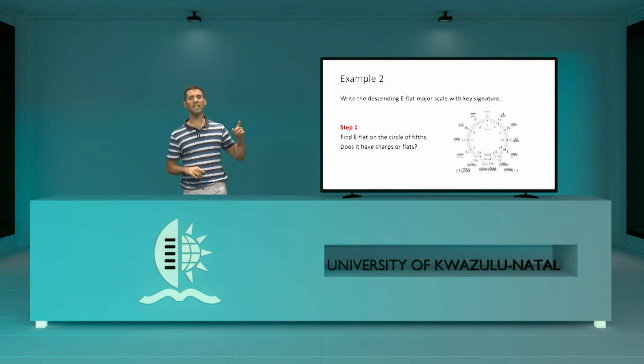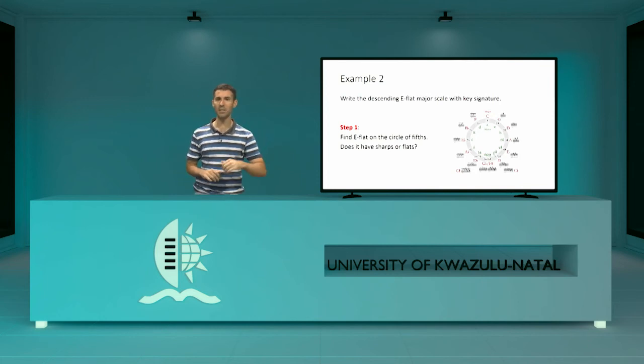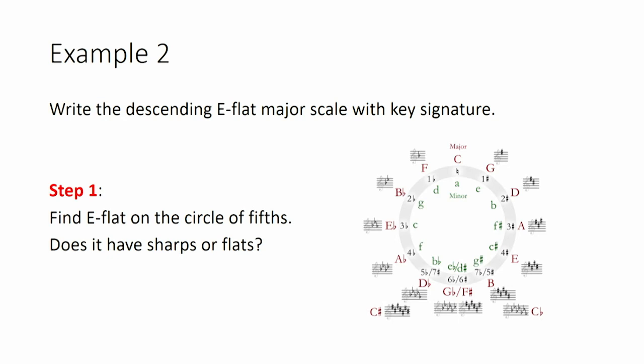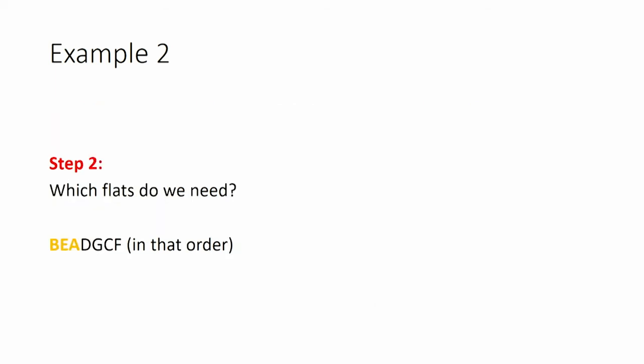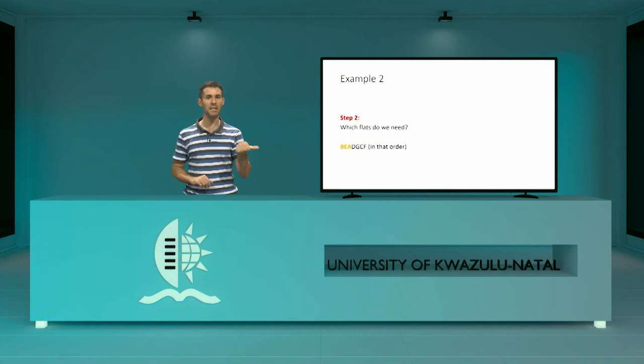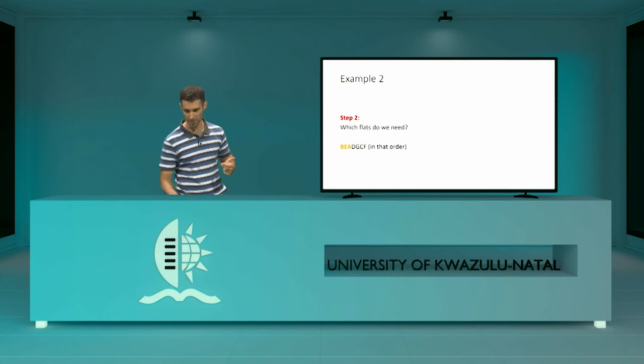Here we have: write the descending E flat major scale with key signature. So step 1 is the same as before. We go and look for E flat on the circle of fifths. If you look carefully, you'll see that E flat has got 3 flats. Our step 2 is to work out what those flats are. Remember that the sequence of the flats is the sequence of the sharps in reverse. Okay, so the first 3 flats are B, E, and A, and they must come in that particular order.